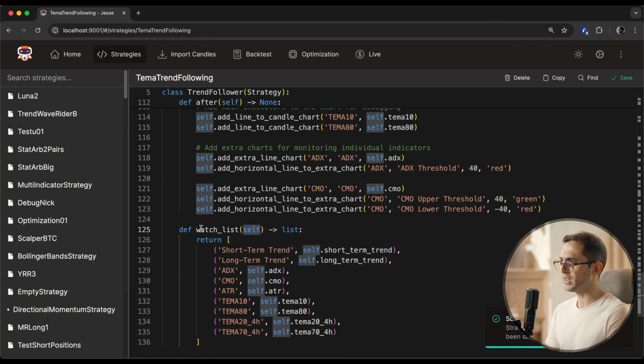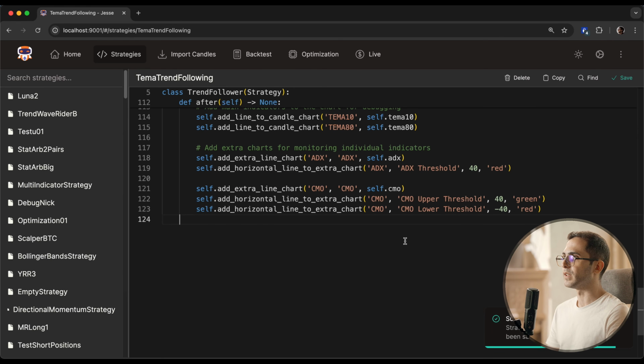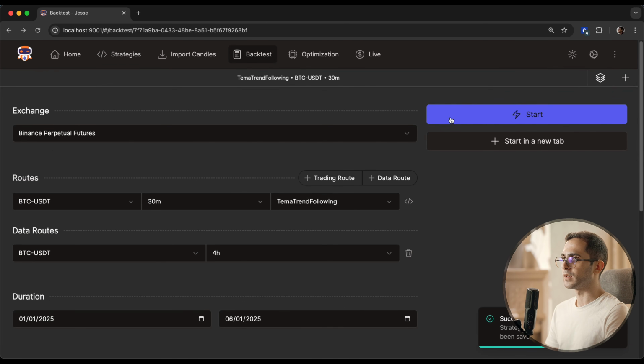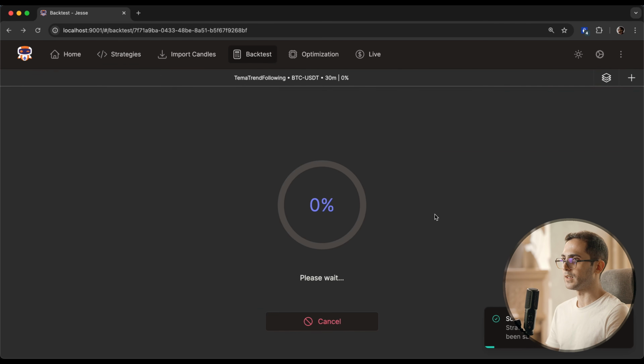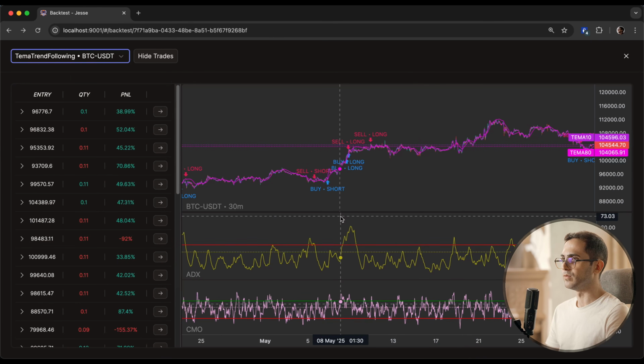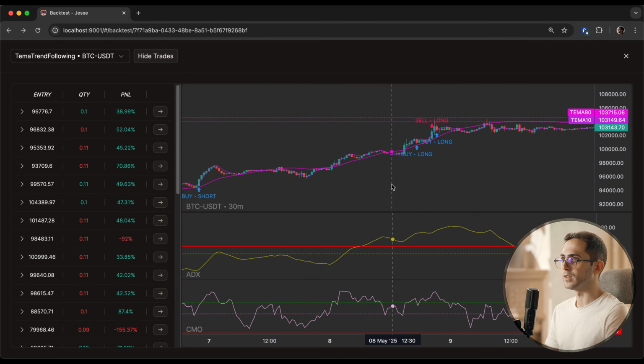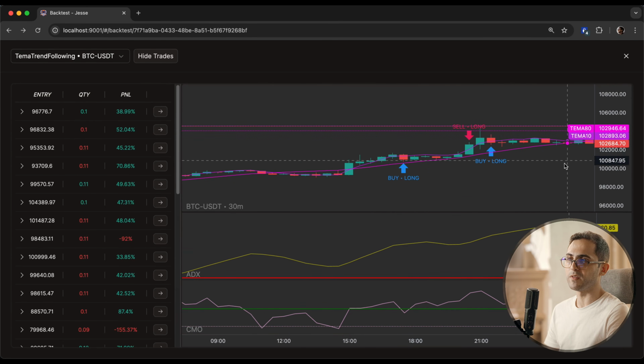Now, by the way, this watch list that it added is really helpful, but only if you are trading the strategy live. So it's not really for backtesting. So I'm gonna remove this and let's go back here and click the backtest one more time. Let's go to view charts. And now, not only we can see the trades, we can also see the TEMA values.